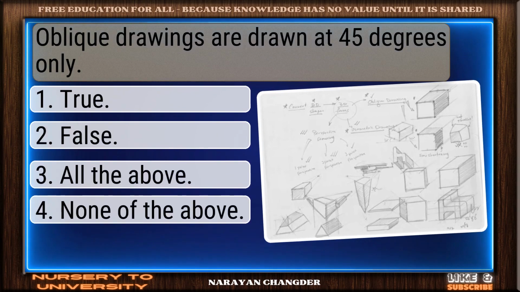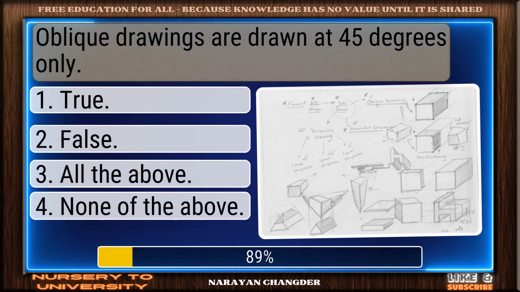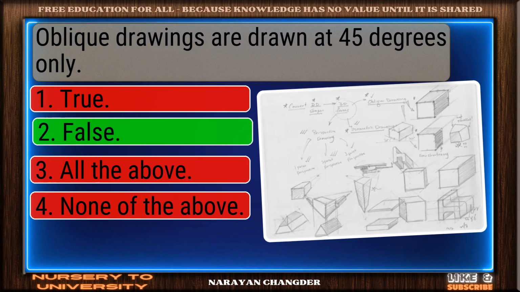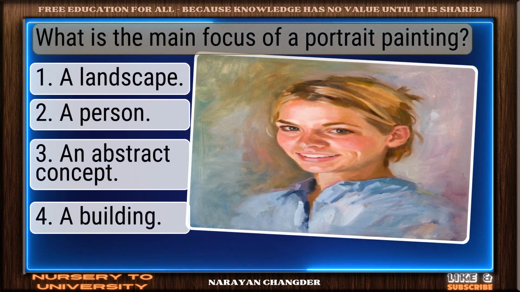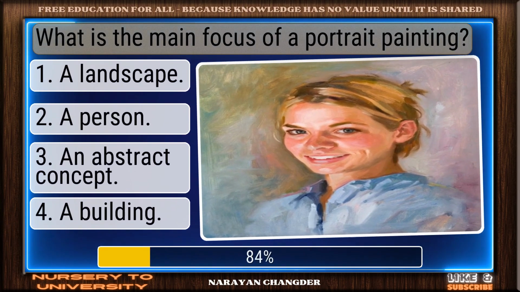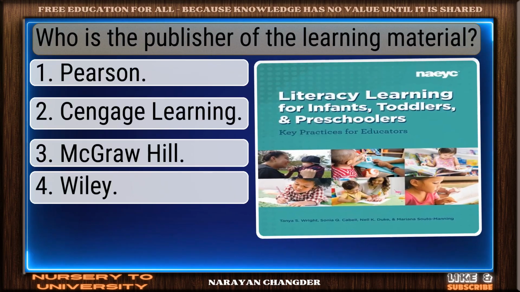Oblique drawings are drawn at 45 degrees only. You chose false, and it is correct. What is the main focus of a portrait painting? Well picked. A person is the correct answer.